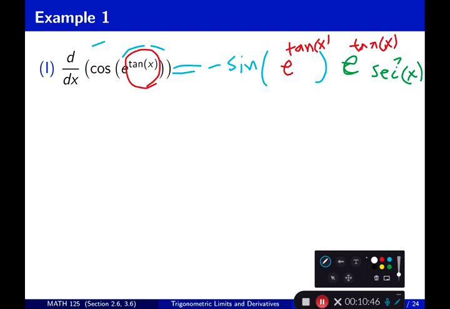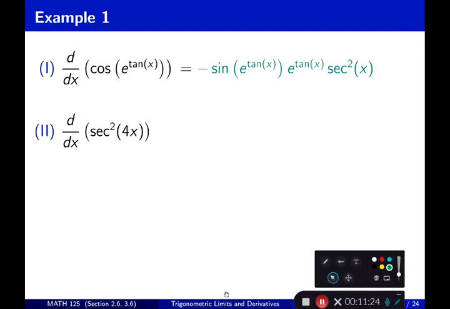Then you take the derivative of that u, and that u has layers also. So another chain rule for e to the power tangent of x. And then after that, what you end up with is e to the power tangent of x, and then the derivative of tangent of x, which is the most inner, and that would be the secant squared x.